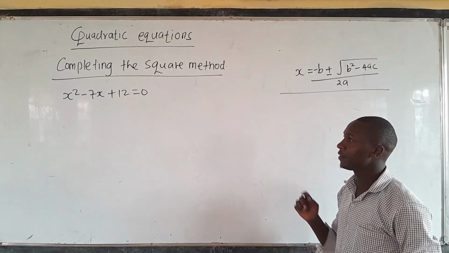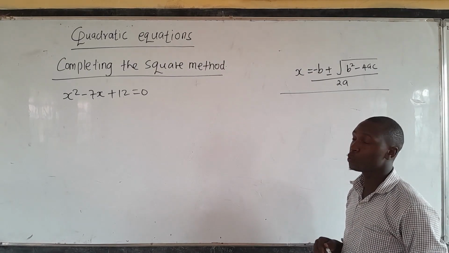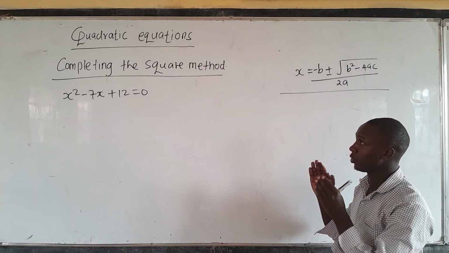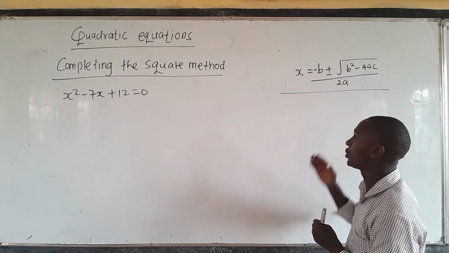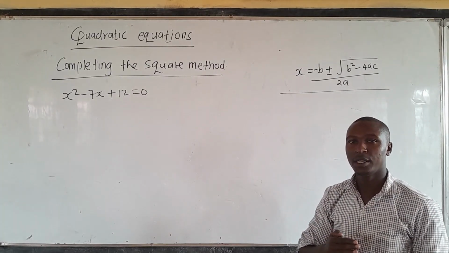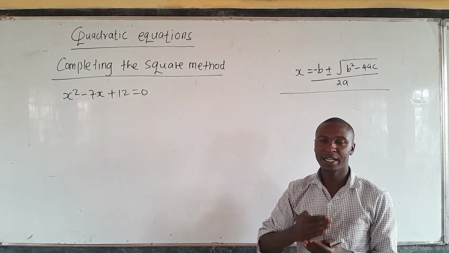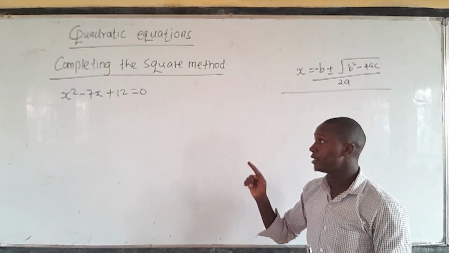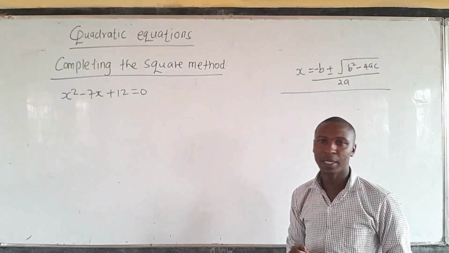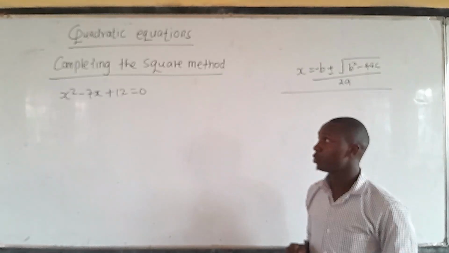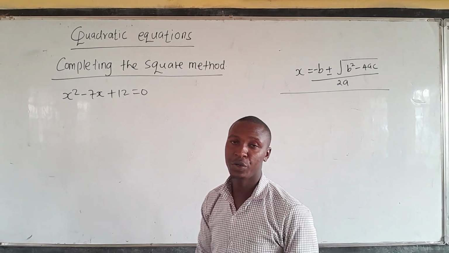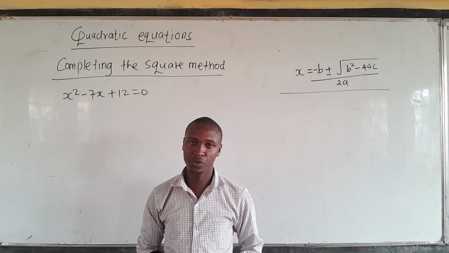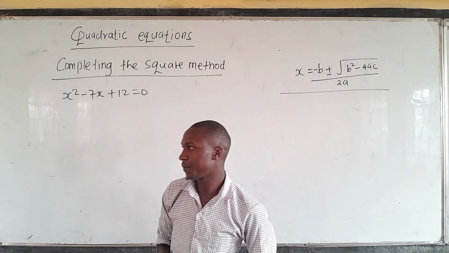Now, we have another method which we can use, which we call the completing the square method, which is almost similar to the quadratic formula, because the way we were deriving the quadratic formula is the method we are also going to apply to solve quadratic equations by completing the square. So these are the steps that you follow when you are solving a quadratic equation using the completing the square method.